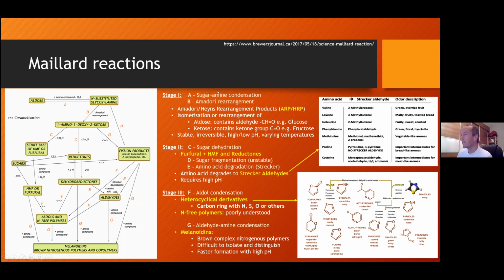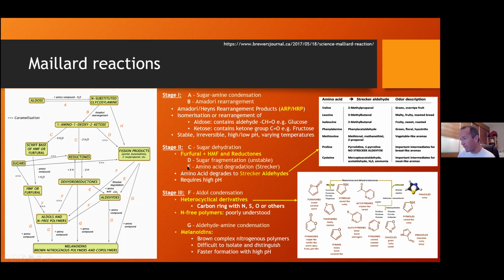So you could say there's different stages. Stage one, it happens and it just breaks down your sugars into various parts. You could say the glucose, it's the same atoms, but they're in so many different shapes, they're unrecognizable. This stage is irreversible and it happens in a high and a low pH environment. Stage two, which we call dehydration, fragmentation, and amino acid degradation.